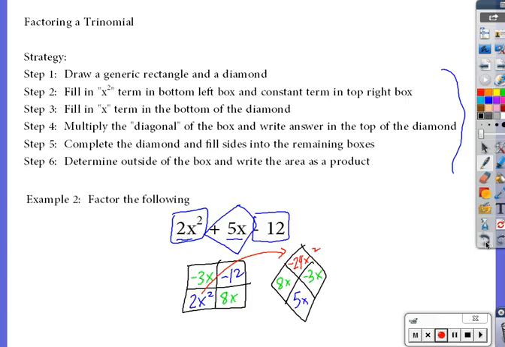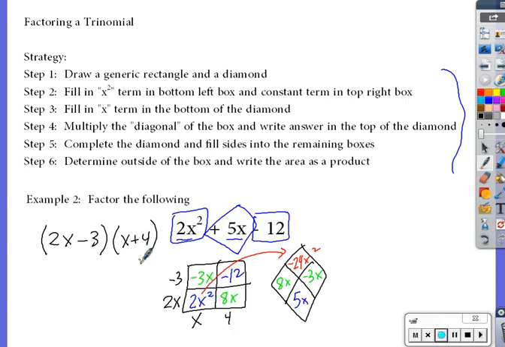Now when I do this, I have to have some strategy here because I want the 2x to be on this side because I know I get an even number with the 8x here. And then this would just be an x, so 2x and x is 2x squared. The x is going to need a negative 3 here, and the 2x is going to need a 4 here. I write my area as a product, and I'm done. So I have 2x minus 3 and x plus 4.